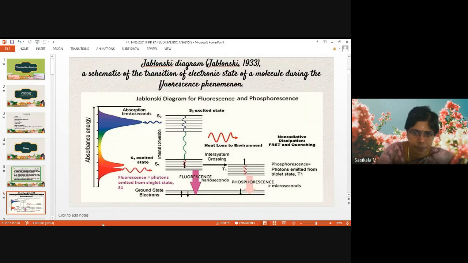Let's see the brief theory of the fluorimetric method using this diagram. This diagram is called the Jablonski diagram, discovered in 1933. It is a schematic representation of the transitions of electronic states of a molecule during the fluorescence phenomenon. It shows the different electronic states and the difference between fluorescence and phosphorescence. You can draw this diagram and explain the theory of fluorimetry. Now I'll explain the Jablonski diagram, fluorescence and phosphorescence.